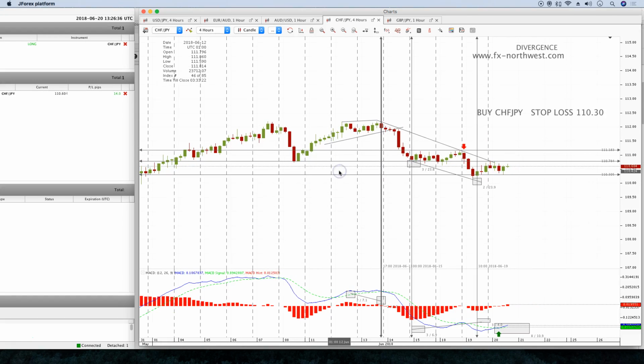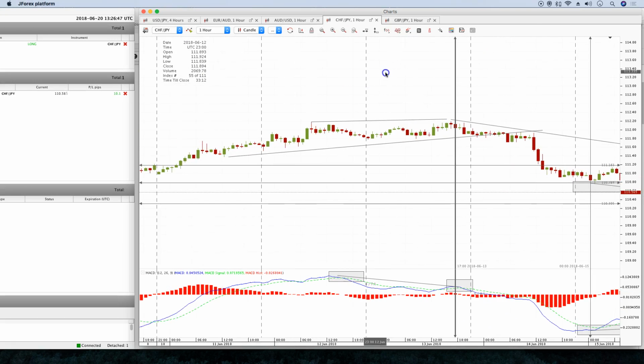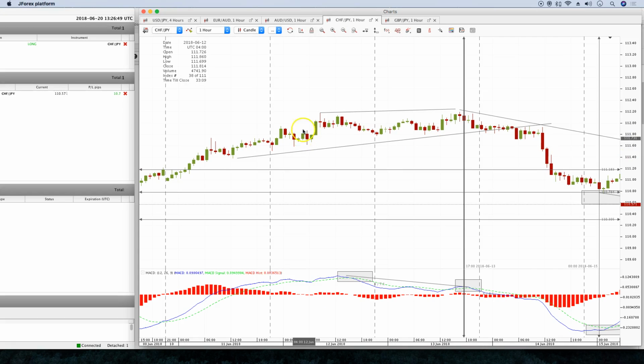Okay. Let me just show you another one that was actually on the same chart, back on the 13th. So here's a nice divergence setup on the 1-hour chart. We have wave patterns going lower, right? Like there and there, and price action is going in the opposite direction of MACD. Hence, we have divergence.